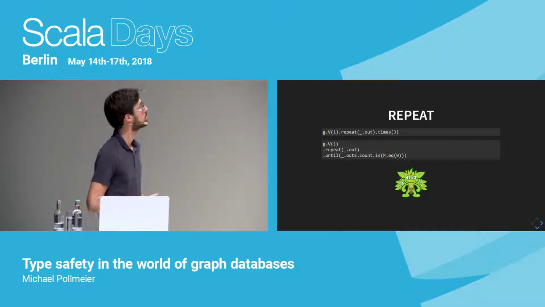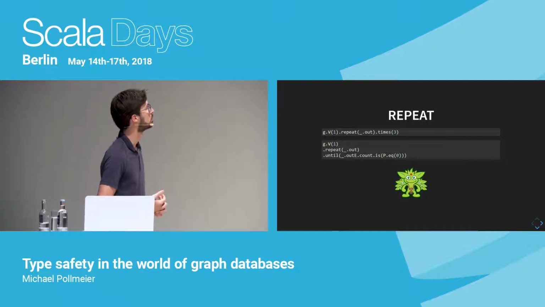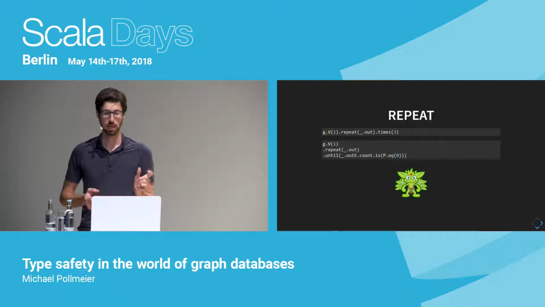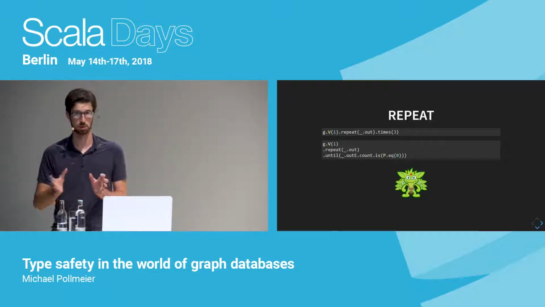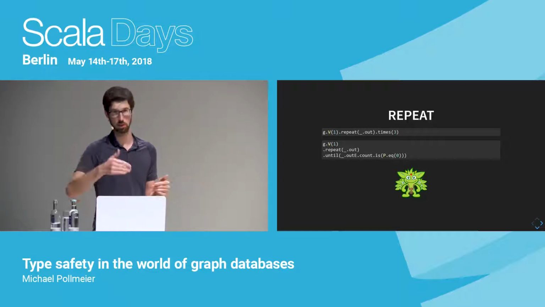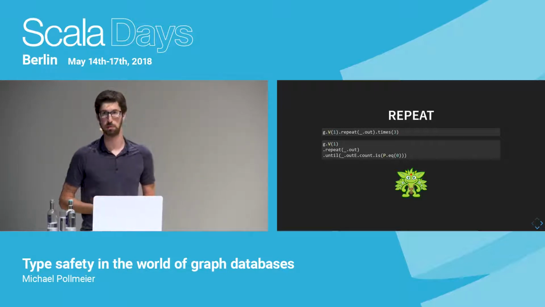Repeat step. So I think the first one's pretty obvious. We start at a specific vertex, and we repeat an arbitrary traversal. In this case, we follow all the outgoing edges to their adjacent vertices, and we do that 3 times.